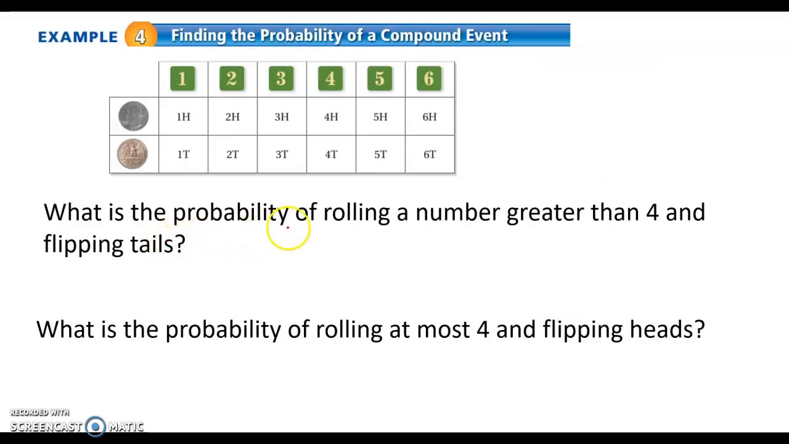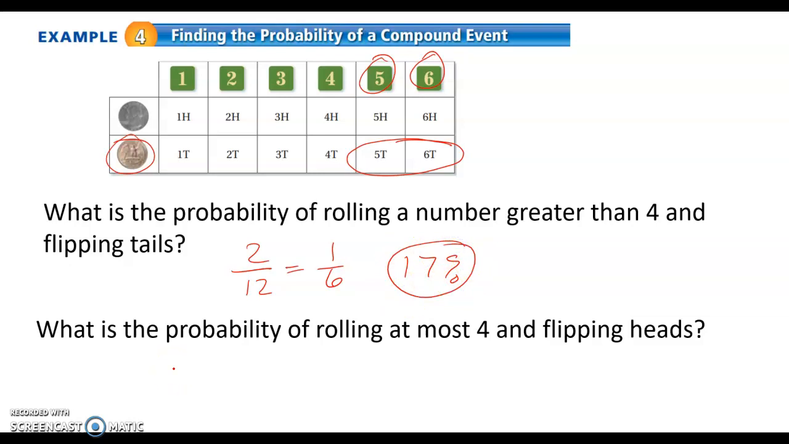So right here it says, what is the probability of rolling a number greater than 4 and flipping tails? So a number greater than 4, that's the 5 and the 6. And flipping tails, so it has to be the ones with the tails. So it'd be these two right there. So you would have a 2 out of, and there's 12 possibilities. So a 1 in 6 chance. That would be about 17%.